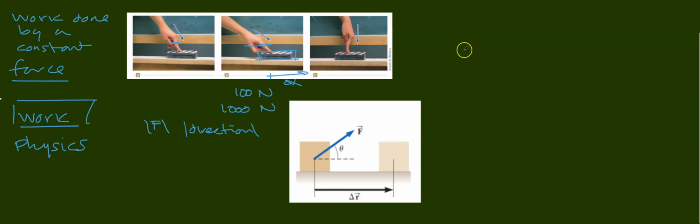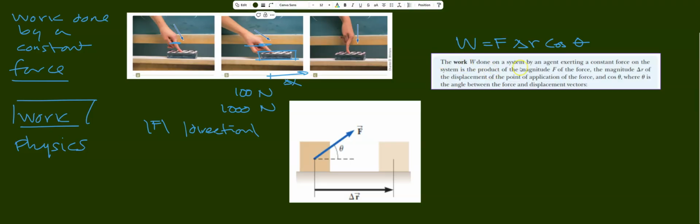We define work as, and I'm going to write the mathematical expression first, the force applied on an object times the displacement that force produces times the cosine of the angle. In words, we can express it like this. The work done on a system by an agent exerting a constant force on the system is the product of the magnitude F of the force, the magnitude delta R of the displacement of the point of application of the force, and cosine of theta, where theta is the angle between the force and displacement vectors.